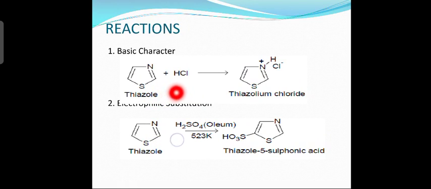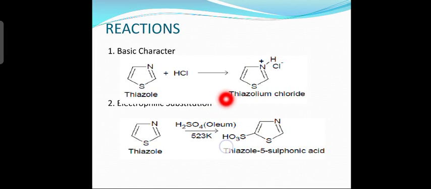Even though less basic, it will combine with acids to form what? Salts. So this is the reaction, an example for that. Thiazole combines with HCl to give thiazolium chloride, N plus HCl minus, alright. So thiazolium chloride is obtained. So this explains the basic property of thiazole. Alright. Now next is the reaction with sulfuric acid or oleum.